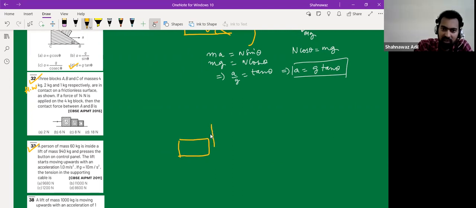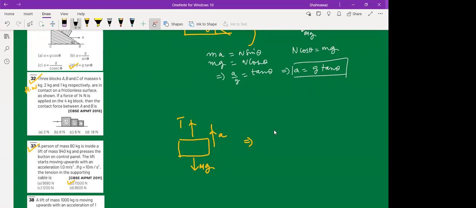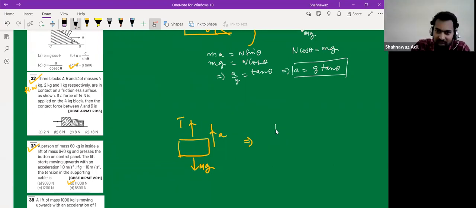The acceleration is upwards, right? So option B. Okay, option B, let me check. Tension and then mg. So what will be Newton's law? It should be T minus mg, right?